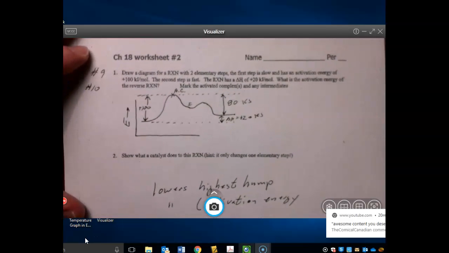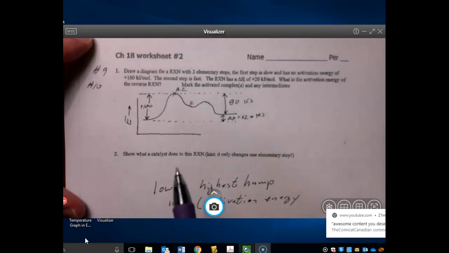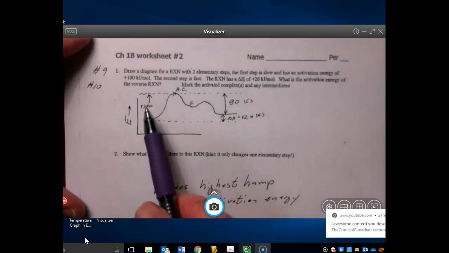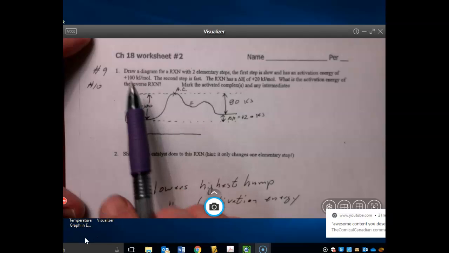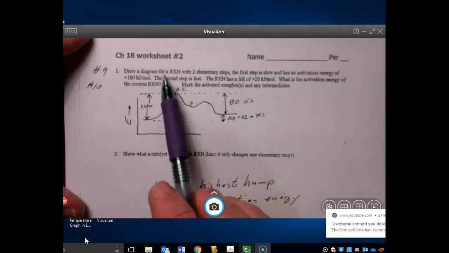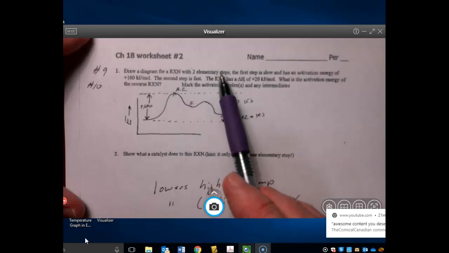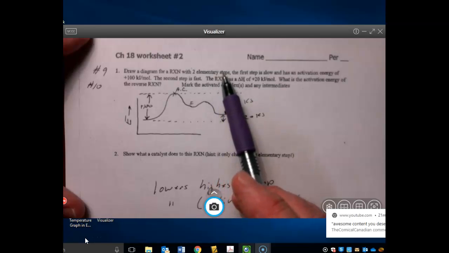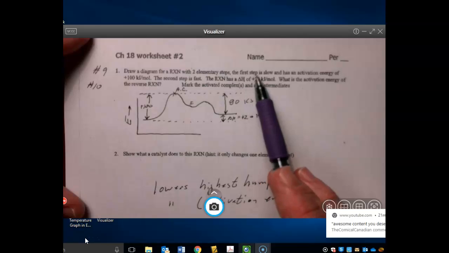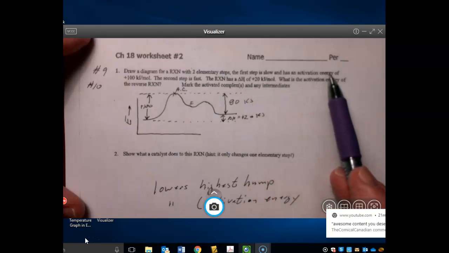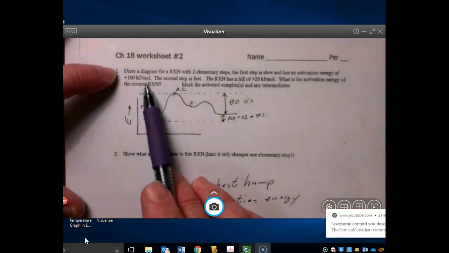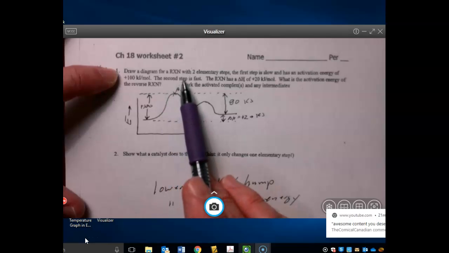Your quiz wasn't exactly this way. It gave you choices rather than have you draw a diagram. But this question says, draw a diagram for a reaction with 2 elementary steps. 2 elementary steps tells you 2 humps. Okay, the first step is slow and has an activation energy of 100 kilojoules per mole. The second step is fast.